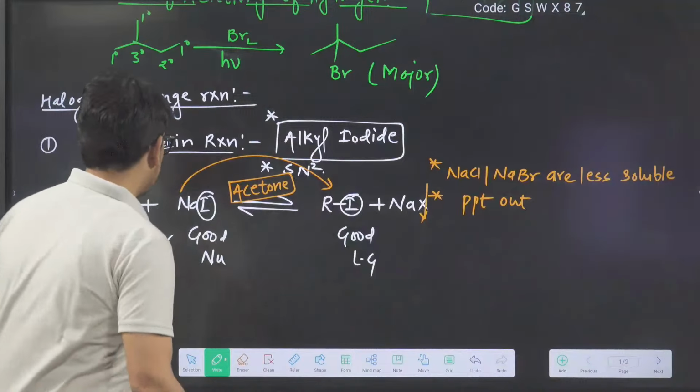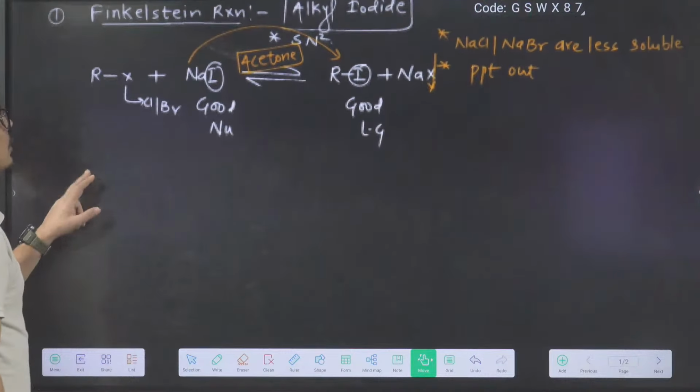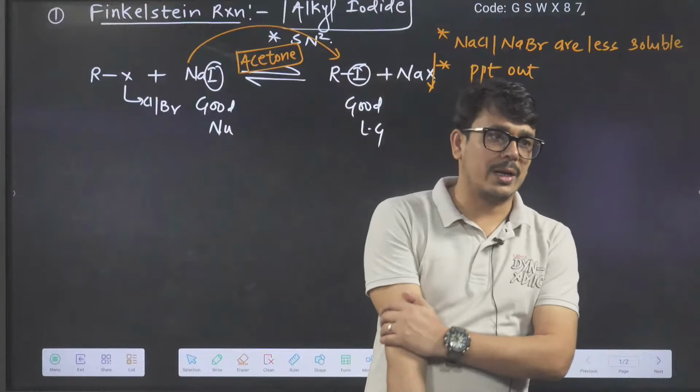And this again follows which mechanism? SN2. Clear? Yes or no? So which solvent are we using here? Acetone. Dry acetone will be there.